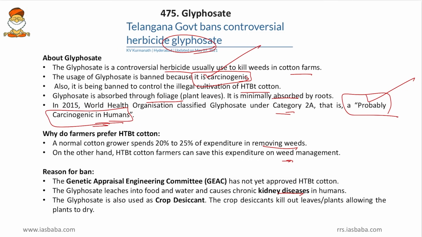And then glyphosate is also used as a crop desiccant. Friends, a crop desiccant is that which kills the leaves in the plant. So it kills the leaves and shoot system and allows the plant to go dry. As a result of that, the plant will die off. So almost all the weedicides and herbicides act the same way.